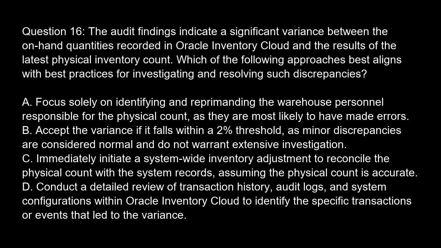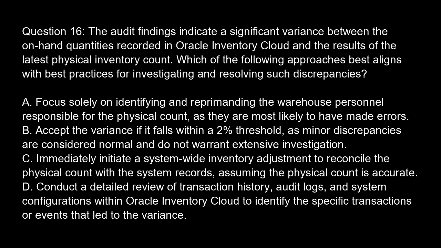Question 16. The audit findings indicate a significant variance between the on-hand quantities recorded in Oracle Inventory Cloud and the results of the latest physical inventory count. Which of the following approaches best aligns with best practices for investigating and resolving such discrepancies? Option A. Focus solely on identifying and reprimanding the warehouse personnel responsible for the physical count, as they are most likely to have made errors.